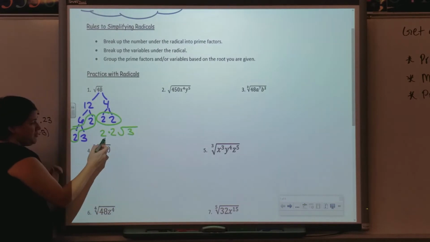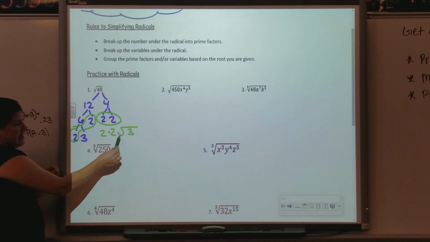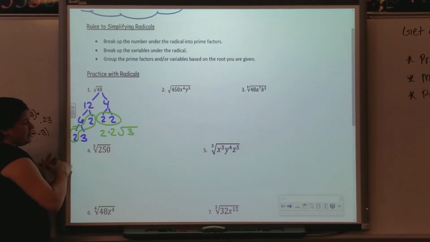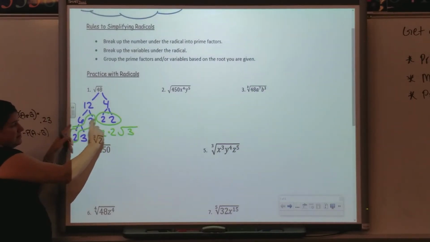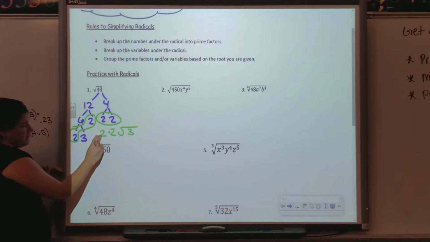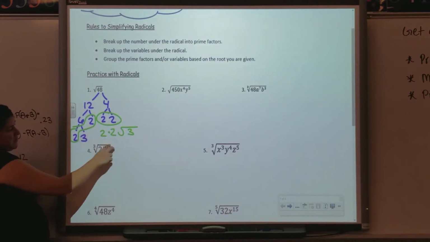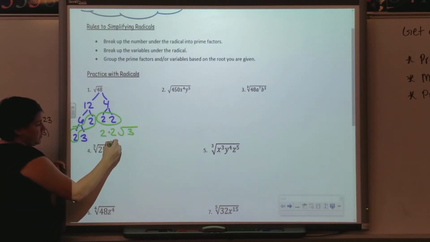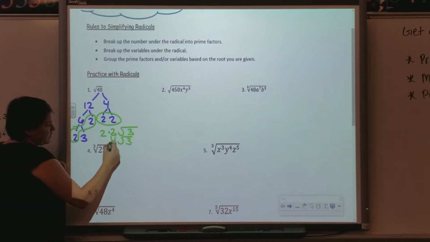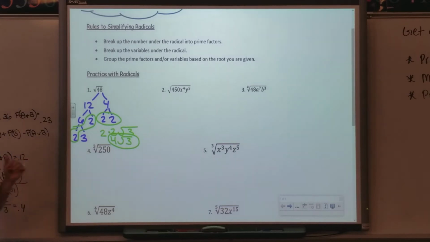So we end up with 2 times 2 times the square root of 3. Again, both of these 2's came from the two groups of 2 that we had. So you had one group of 2's, you bring it down once. Another group of 2's, you bring it down again. Then you have to simplify it from there. 2 times 2 is 4, so you end up with 4 root 3, radical 3 left. Okay, and that's your final answer.